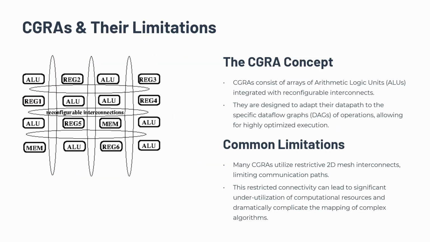Our starting point is the CGRA model, where we have an array of ALUs and reconfigurable interconnects that allow us to shape the data path to a given computation graph. However, existing CGRAs often use a fixed 2D mesh, and the restricted connectivity makes it hard to fully utilize all functional units and memory modules. This leads to underutilization and complex compilation. cpuC takes a different approach, using a fully reconfigurable crossbar to avoid this connectivity limitation.